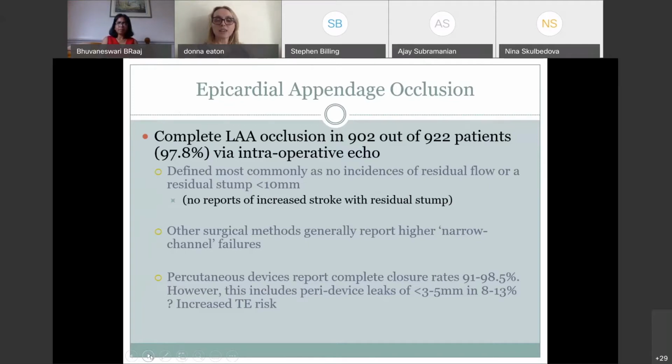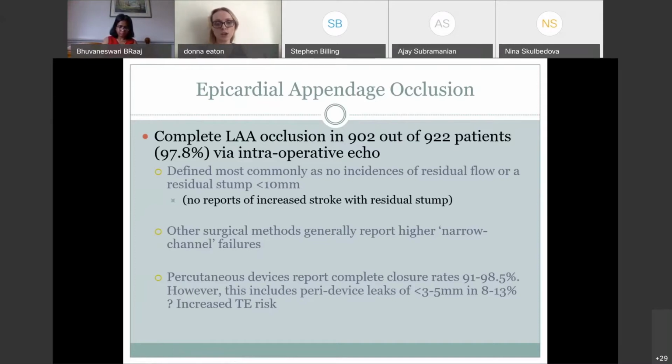Looking at that group of 922 patients, 902 had complete left atrial appendage occlusion, and that's 97.8%. So that's a very high number of patients getting complete occlusion of their left atrial appendage. For an epicardial device, the commonly used definition of complete occlusion is no residual flow within the left atrial appendage, or a residual stump of less than 1 centimetre. It's worth noting that the commonest failure, where they haven't got complete occlusion, is a stump of more than 1 centimetre.